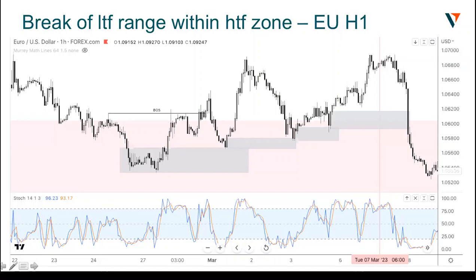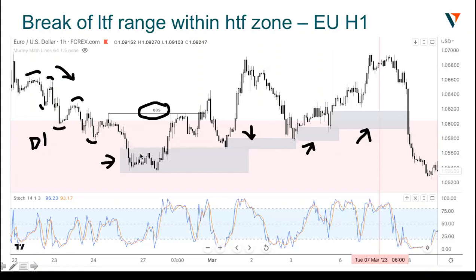Next, you can see that on stochastics we have the daily demand area. So this is the D1, I'll put this as the daily demand region. Price comes into this zone, and you can see that it starts forming a demand region over here. Demand areas are usually formed when this follows with a break in structure. So you can see that prior to this move down, price has been forming lower lows and lower highs, following which price broke above structure, pulled back, and it comes into this demand zone.